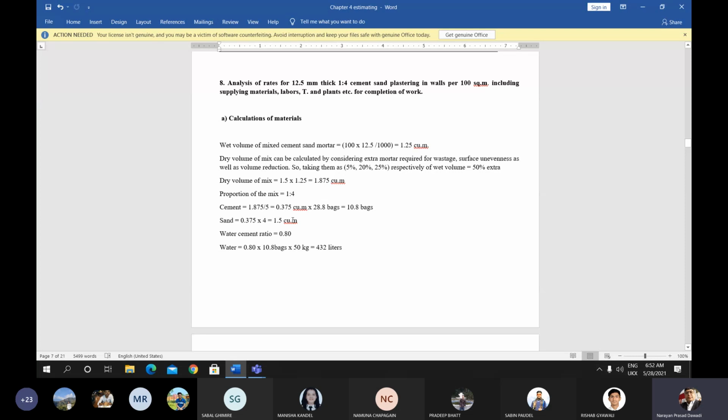Now for sand, the 4 part of sand is used. 1 part of cement is multiplied by 4. You will get the quantity of sand as 1.5 cubic meter.